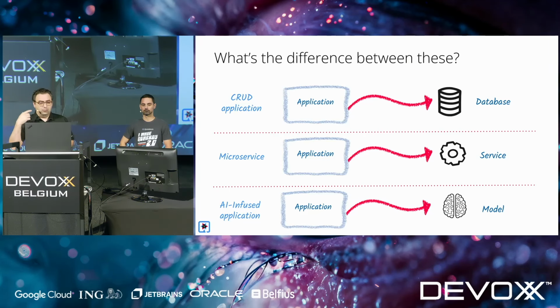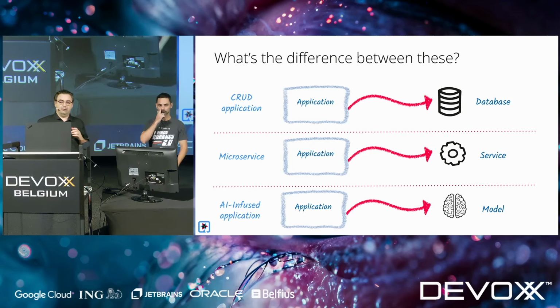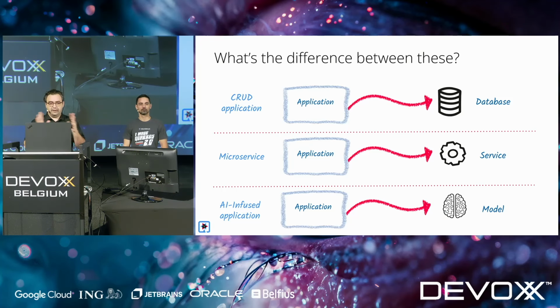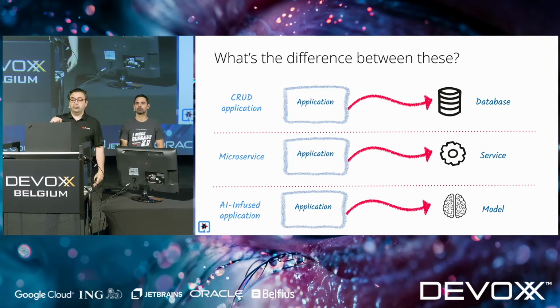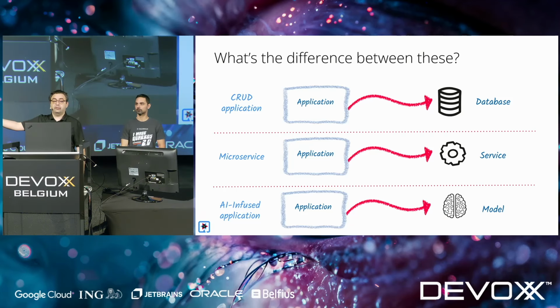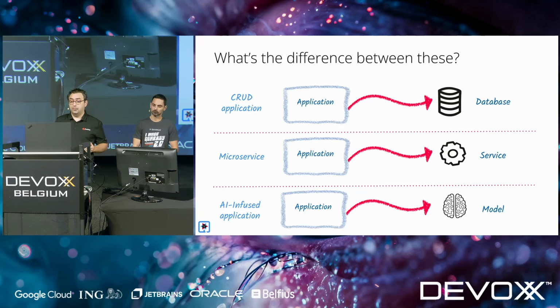And basically, when we started playing with that, I was like, well, what's the difference? Because Georgios was there last year, so he saw the talk, I just watched the replay, and at the end, I was like, great, love it. But what's the difference between an application that uses a database, a microservice that uses another service, and an AI-infused application that uses a model? Because basically, it's 3 boxes, 3 different diagrams, and the same red arrows in between.